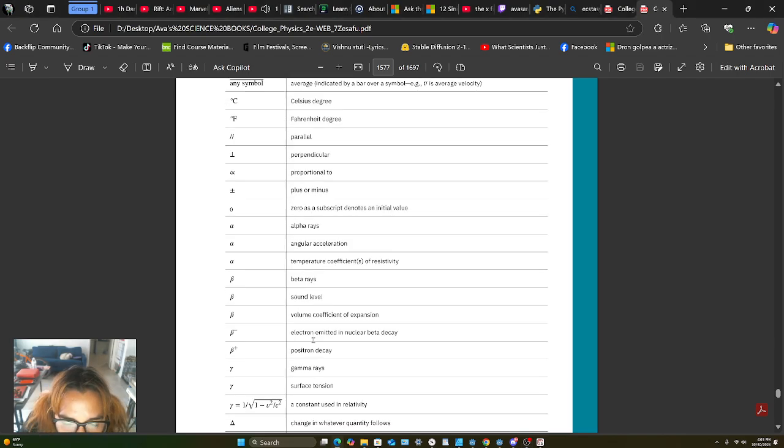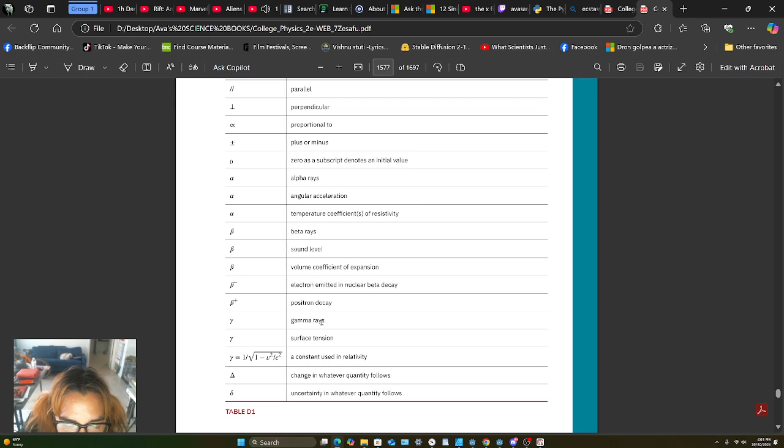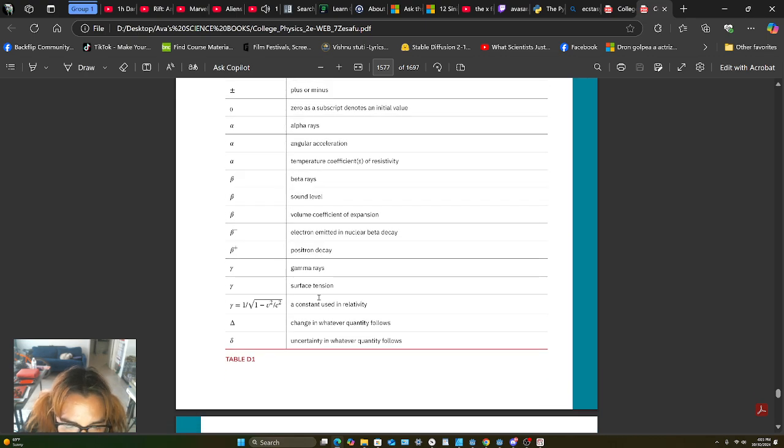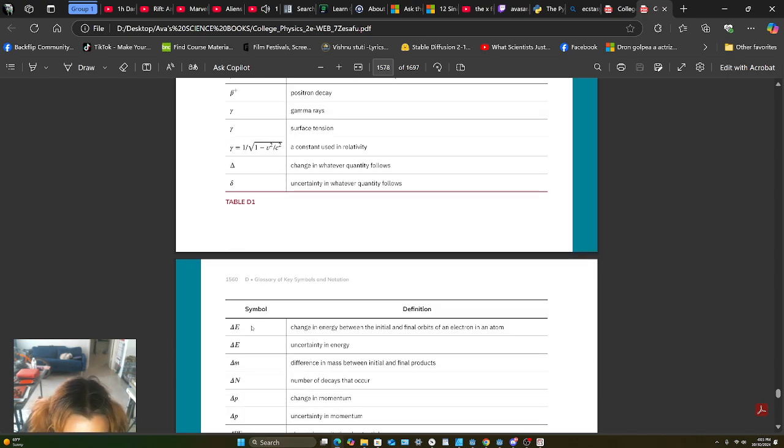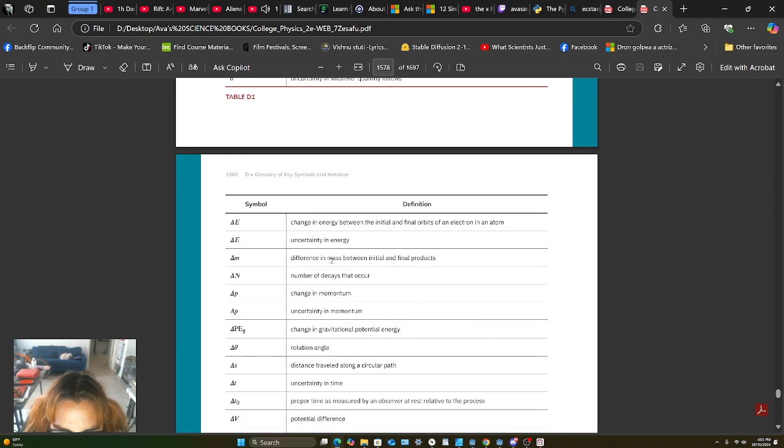Where are we? Electron emitted in nuclear beta decay, positron decay, gamma rays, surface tension. A constant used in relativity, change in whatever quantity flows, uncertainty in whatever quantity flows. Change. So this triangle represents change. Change in energy between the initial and final orbits of an electron in an atom. Uncertainty in energy. Really? The same symbol.